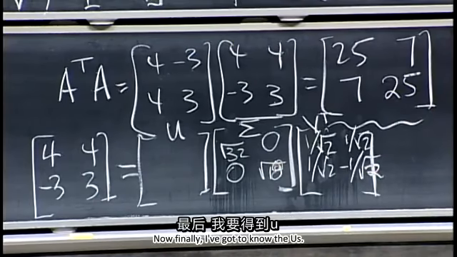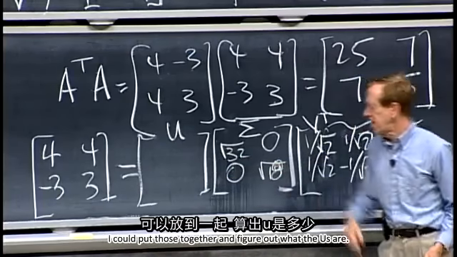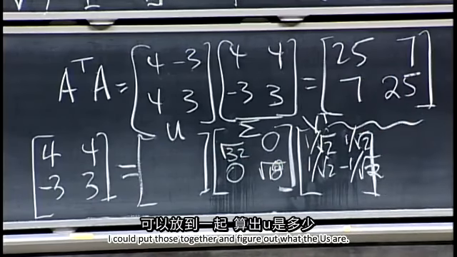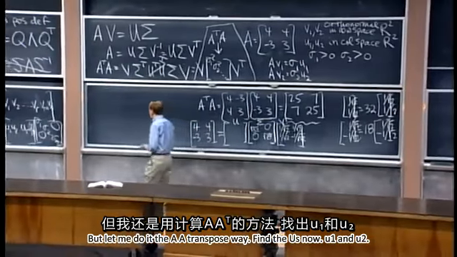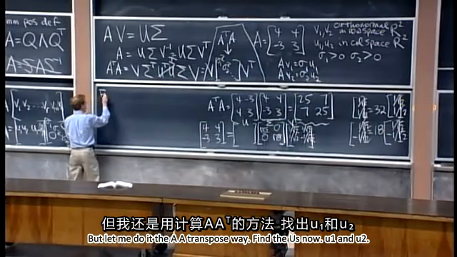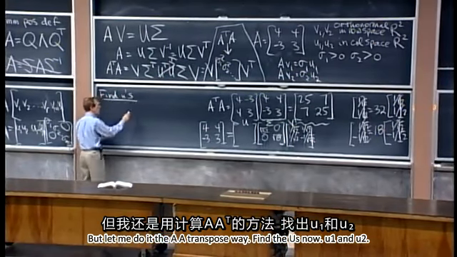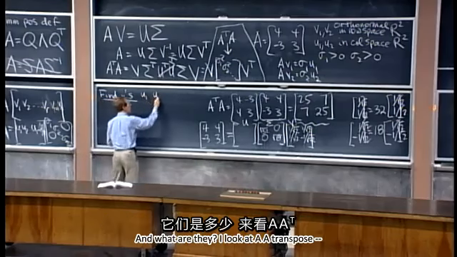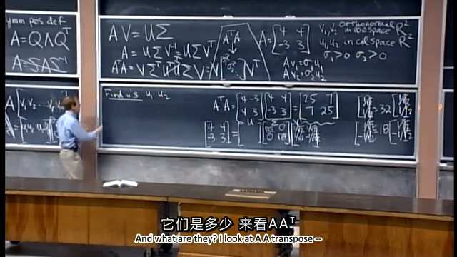Now, finally, I've got to know the U's. Well, actually, since I now know all the other pieces, I could put those together and figure out what the U's are. But let me do it the AA transpose way. Okay, find the U's now. U1 and U2. And what are they? I look at AA transpose.